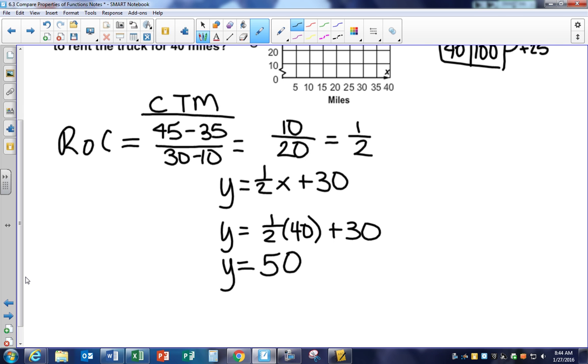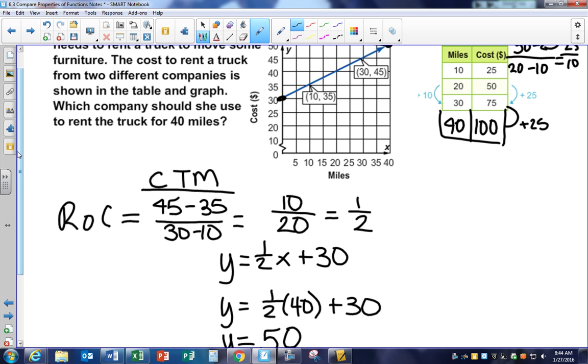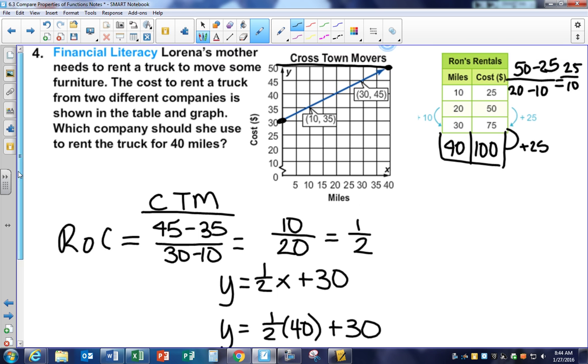So in this case it says, which company should we use? We should definitely use Crosstown Movers, because going our 40 miles, it's going to cost us half the price of Ron's Rentals.